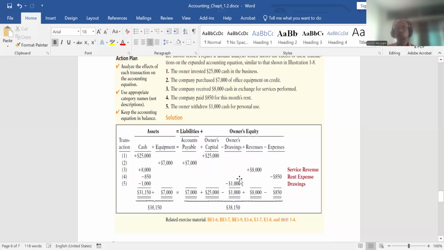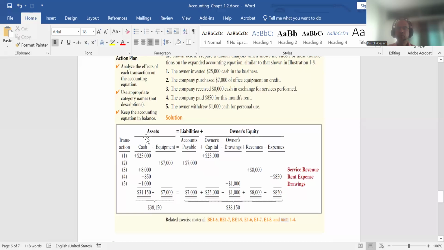Number 5, the owner withdraws 1,000 cash for personal use. So when the owner withdraws cash, cash will reduce by 1,000. See here, 5, minus 1,000. And similarly, drawings minus 1,000. Owner's equity will go down.